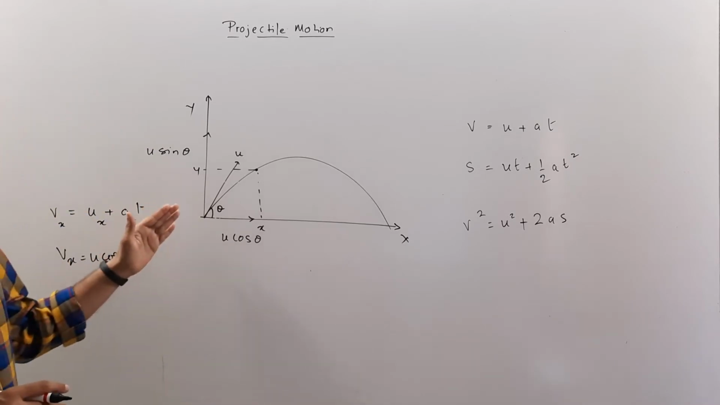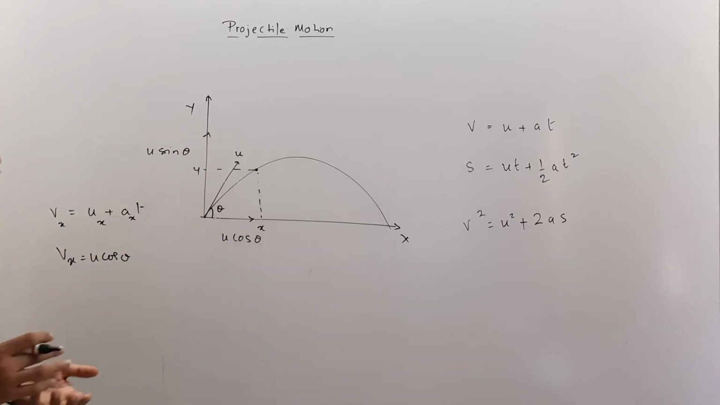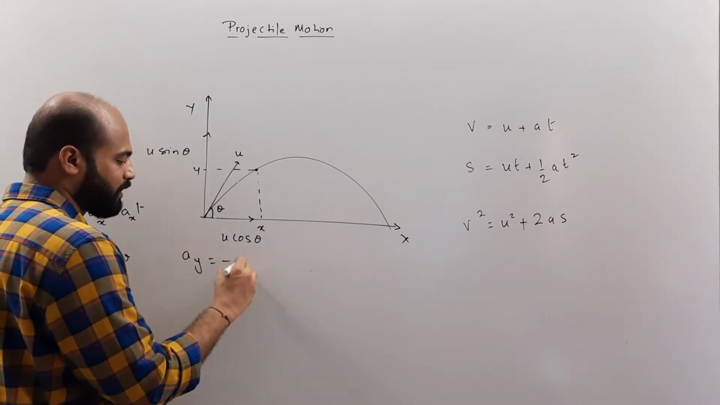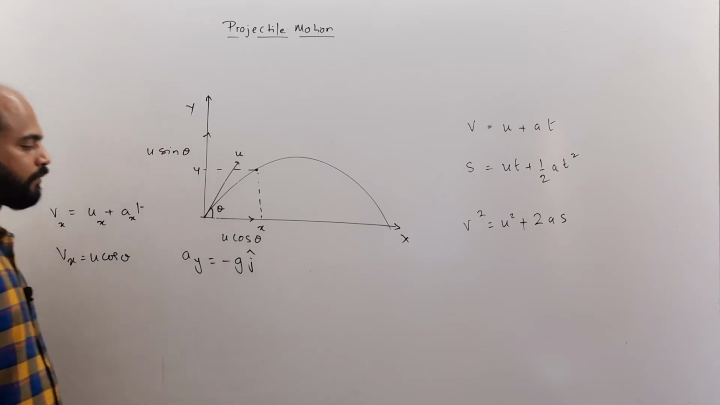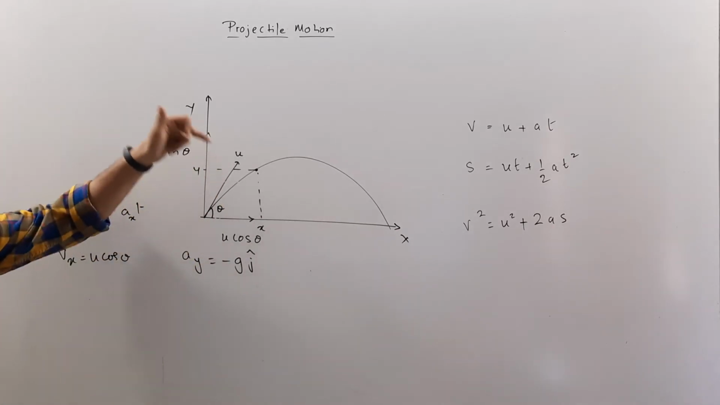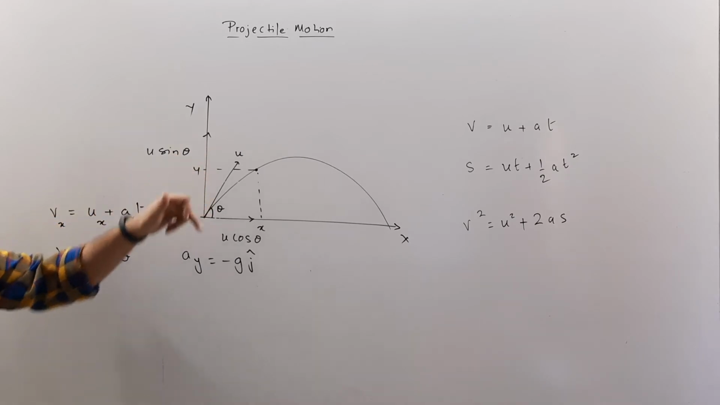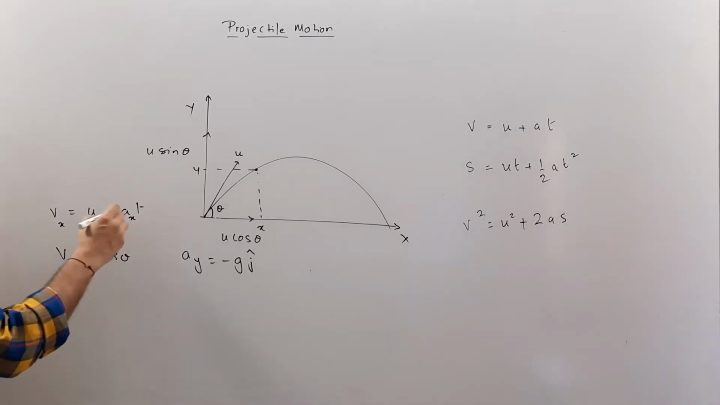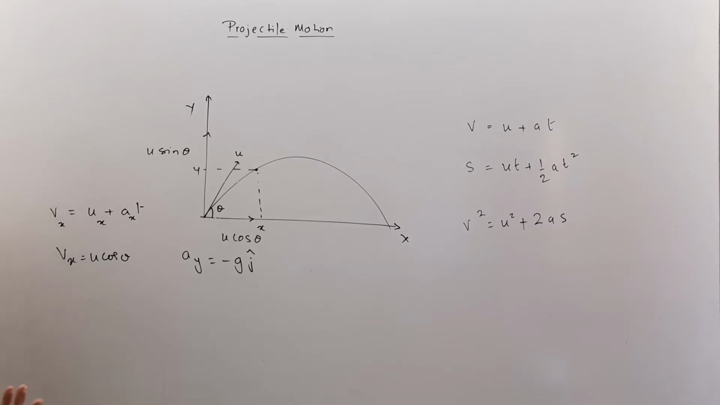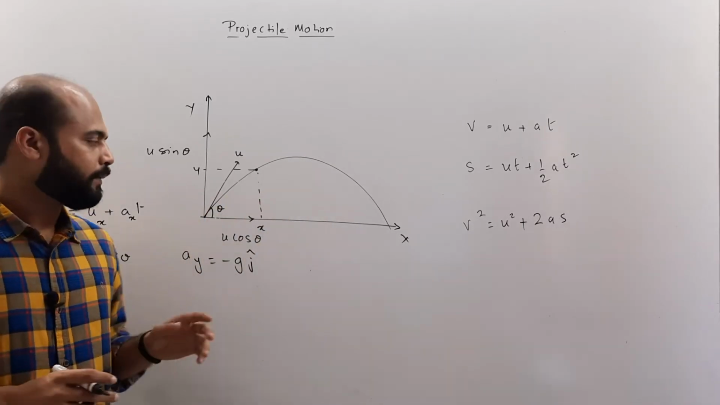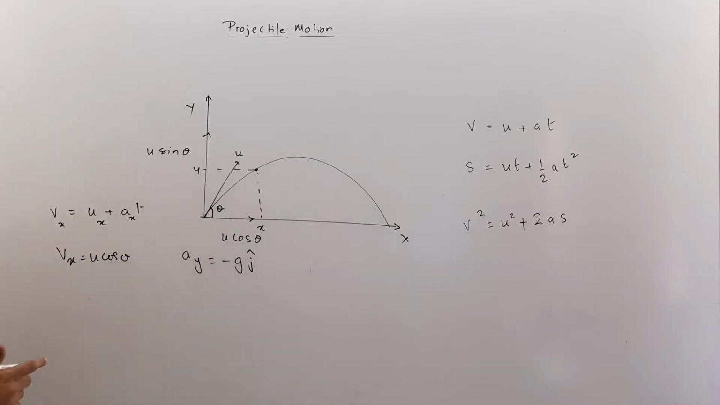Now because this is thrown on top, ay for sure we can write as minus g j cap. Now why minus j cap? It's because gravity is always acting in the bottom, downward direction. That is why I have written minus g j cap. Now ax is going to be 0, because I have told you that there is no external force acting in the x direction. That is the reason why ax will be 0.